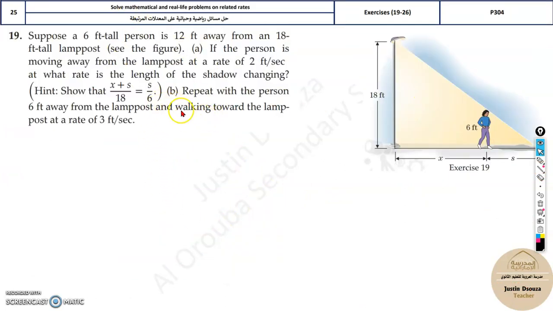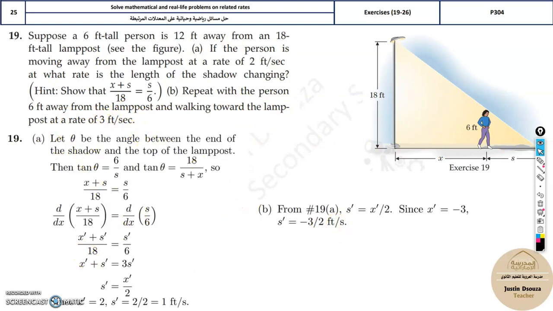This was done just a while ago. Now over here there is a part B question. What they have asked over here is basically if the person is walking in the other direction, see he's walking towards the lamp, and the rate has also changed, 3 feet, same like what was done over here, just that this rate of change will be minus because he's coming in the opposite direction. So that's why it's minus.